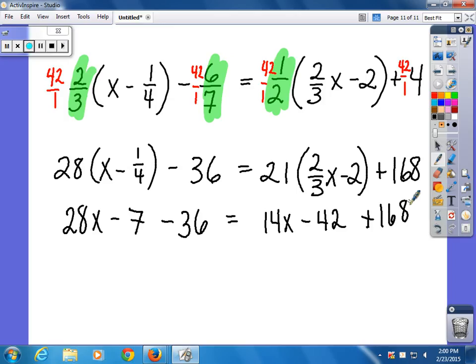Now you went from a problem with 1, 2, 3, 4, 5 fractions in it to what? No fractions. In just 2 steps. Now, is there any reason that you should not be able to do this? No. Now, let me go ahead and tell you this.